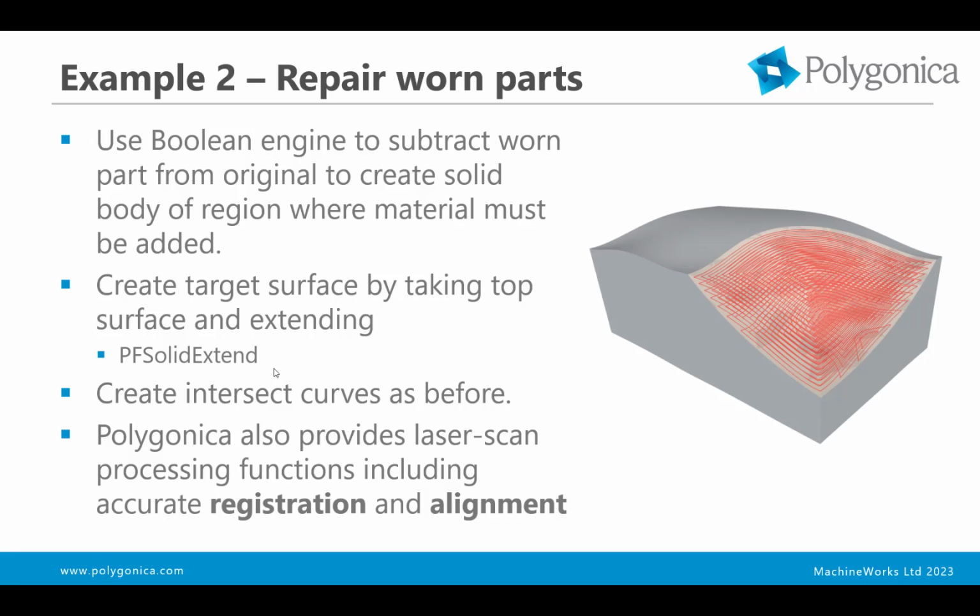In this case, we then created a surface for the offset, a surface for the intersection, by taking the top surface of the worn part and extending it using the Polygonica API PF Solid Extend, so it moves outside the region of the solid body, and then we move it through the solid body and create intersect curves as before. So it's a fairly similar operation to the previous one, but in this case we're doing it just on a simple example of a worn part.